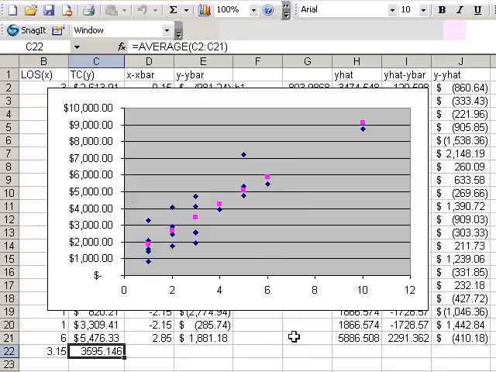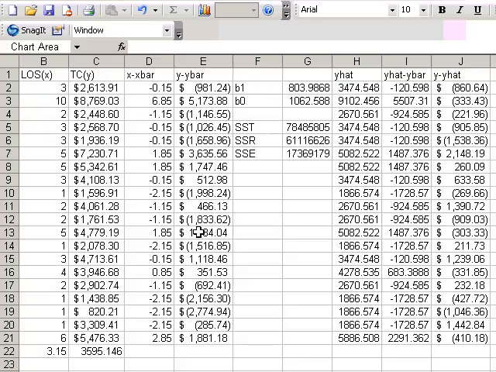To get another perspective on this concept, let's move the graph out of the way and look at the sums of squares total. Let's concentrate on this extreme length of stay of 10 days. Part of what is in the sums of squares total is the difference between 8769 and 3595 squared, approximately 5,000 squared.